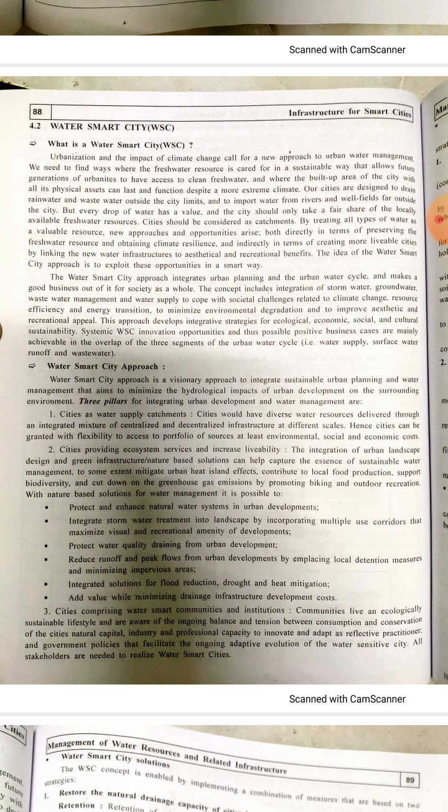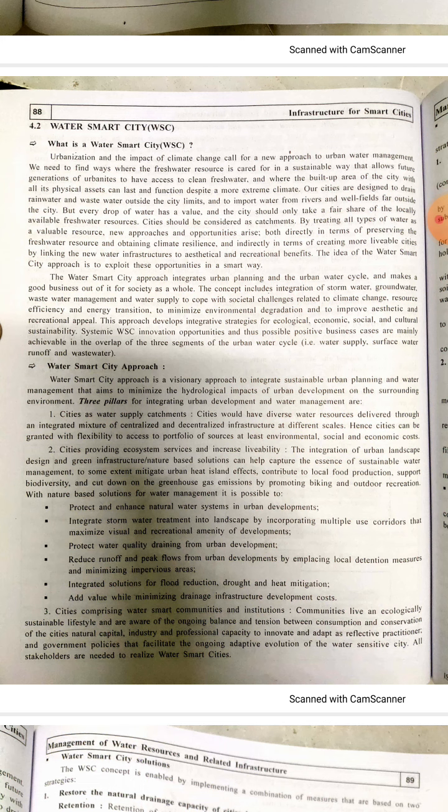Now first we start with city as a water supply catchment. Here, in a water supply catchment, we prepare a pond or lake as a catchment area, and we collect the water, and this water is used at another time, when rain is not coming. Second is cities providing the ecosystem service and increasing the livability.